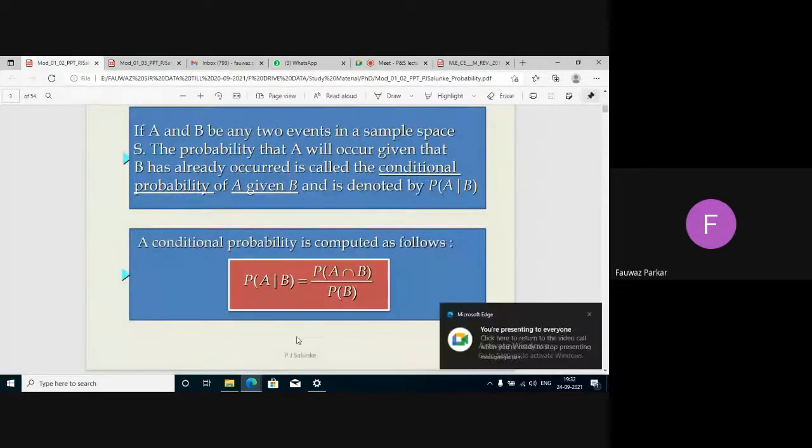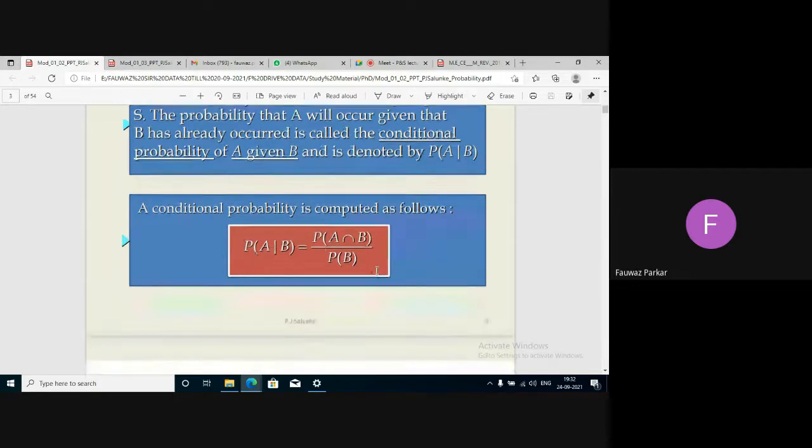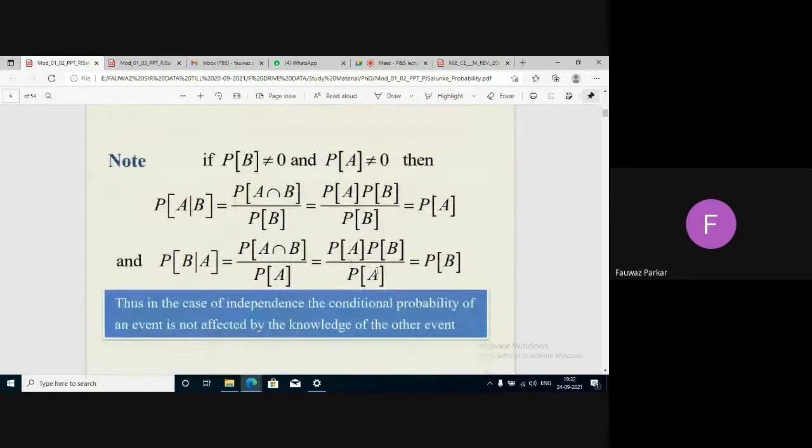Okay. Right. So conditional probability is computed as follows. The probability of A on the condition that B has occurred is given by the probability of A intersection B divided by the probability of B. How much is the probability of B, that is important. And then the intersection, diagrammatically, I'll show you using the Venn diagram also.